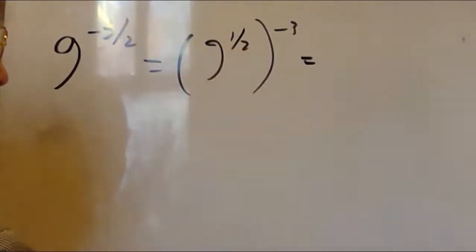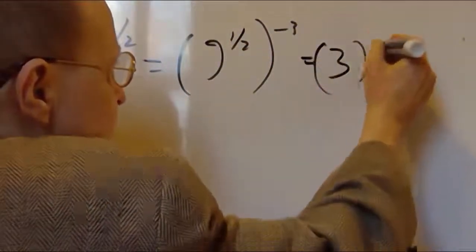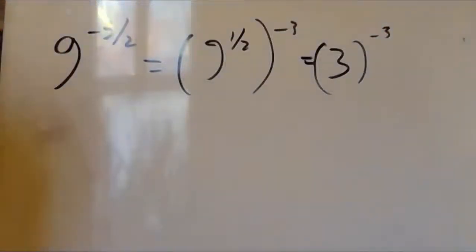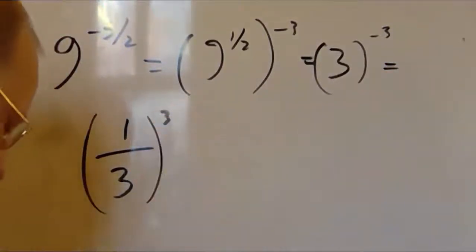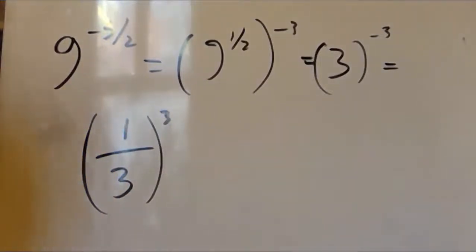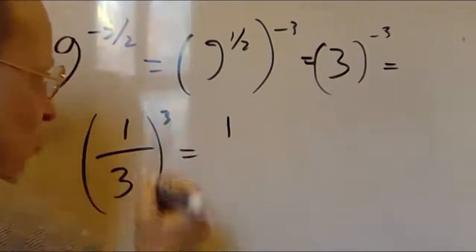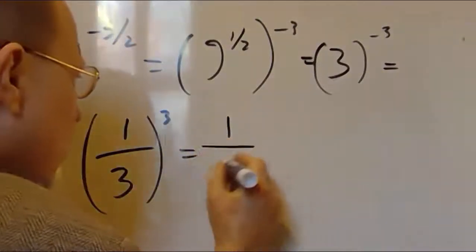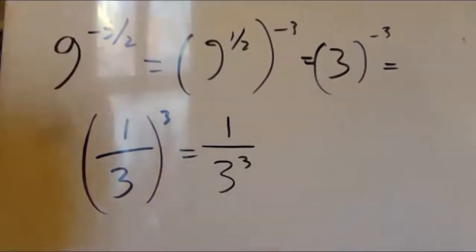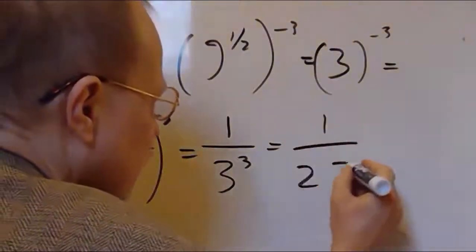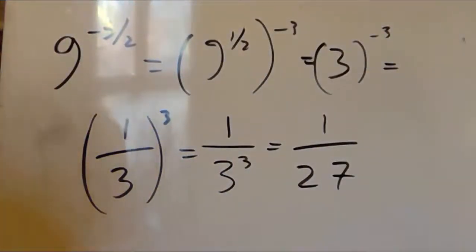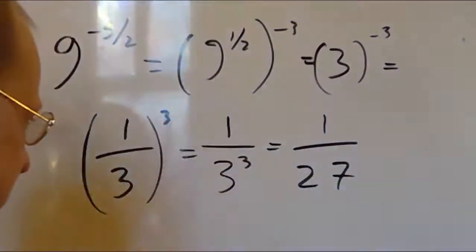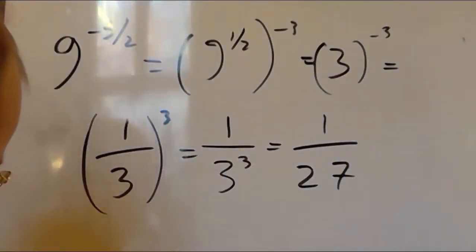Well, we know that the square root of 9 is 3. And we know from earlier that if we have something to the negative power, that means it would be 1 over 3 to the 3rd, which is 1 over 3 to the 3rd, which is equal to 1 over 27. So remember, we're just applying those rules of exponents that we learned in the first lesson this semester of the 56th part of our course.